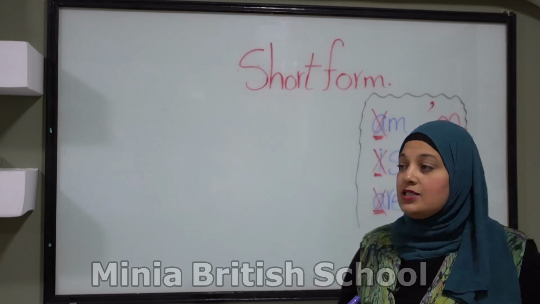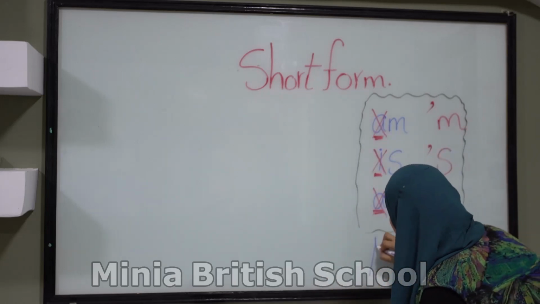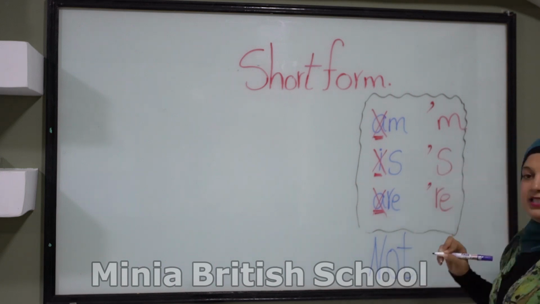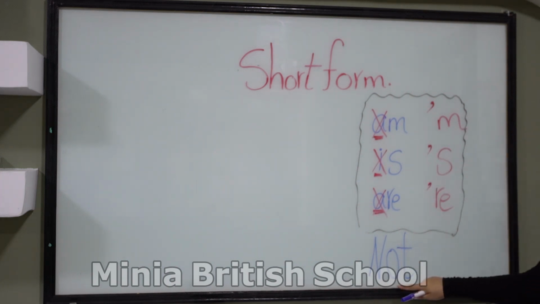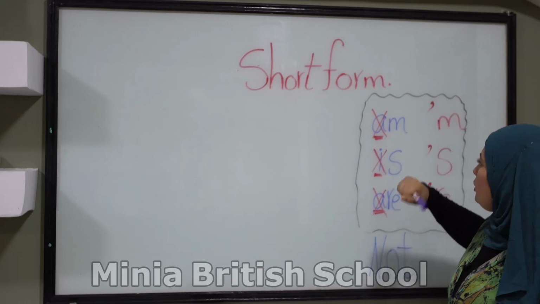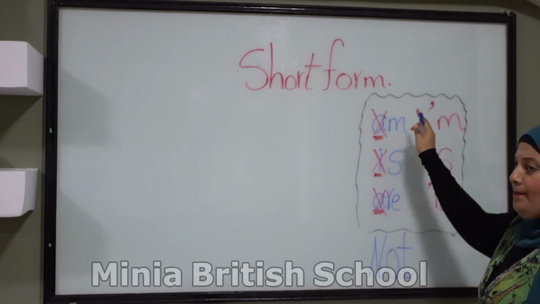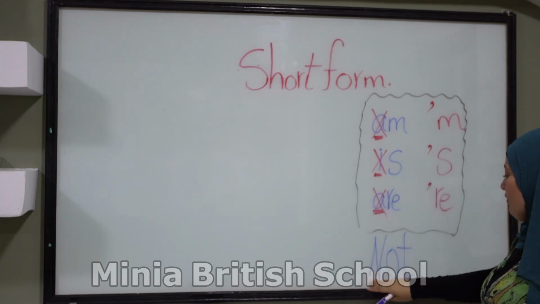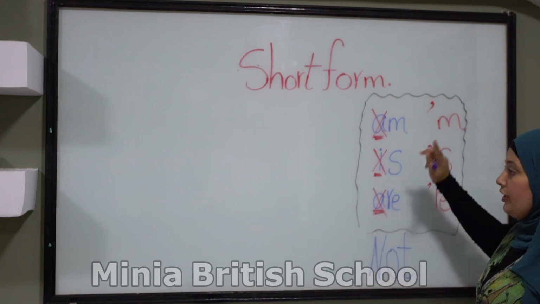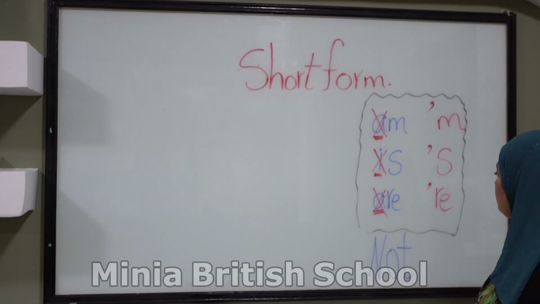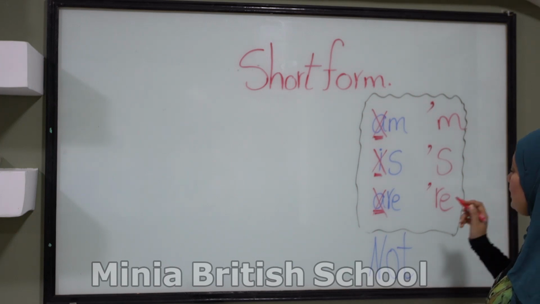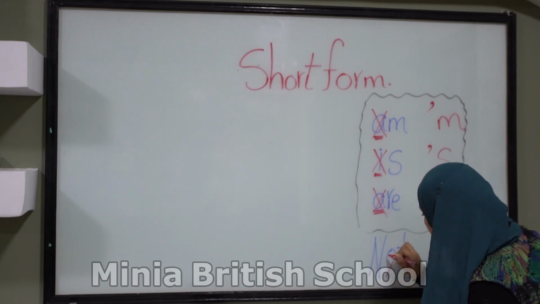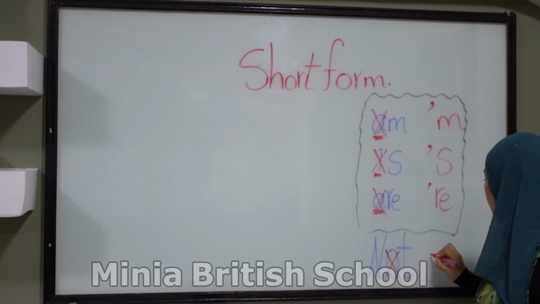But I need to ask, what if I have the word not in the sentence? If I have the word not, not is strong. So will I make the short form for am? No, I have not. I'll make the short form for is? No, I have not. I'll make the short form for are? No, because I have not. Not, I will do what? Will I omit the first letter? I will omit the middle, not is strong. So it will be like this.